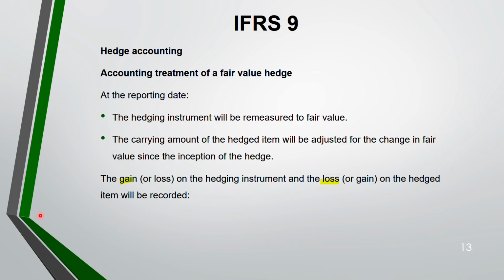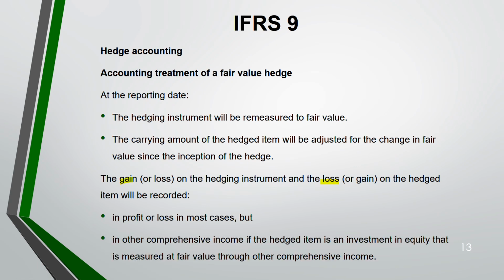So this will be recorded in profit and loss in most cases. But in other comprehensive income, if your hedged item is an investment in equity that is measured at fair value through other comprehensive income. Please memorize the last line. Profit and loss, we all know it's a common scenario. If you remember when it goes in OCI, then it's very easy for you to know.